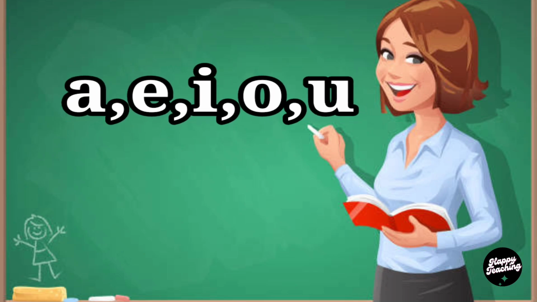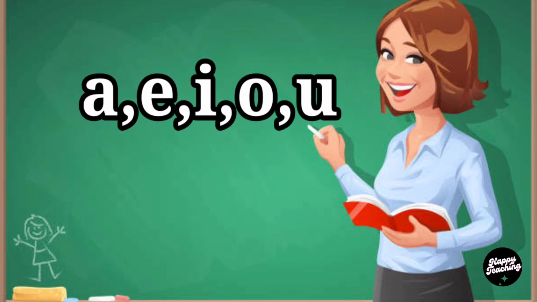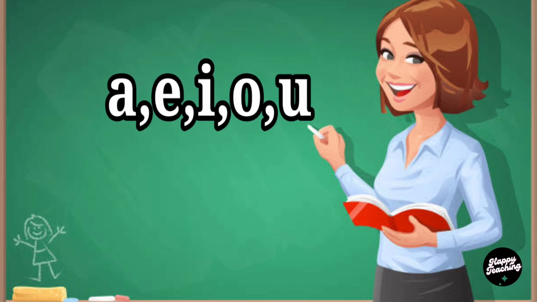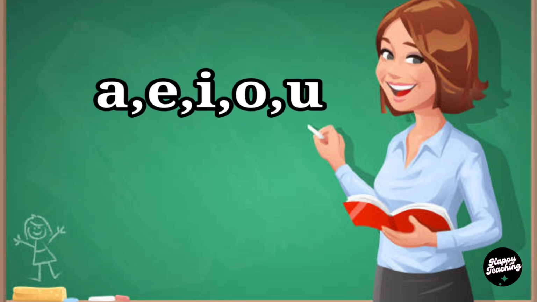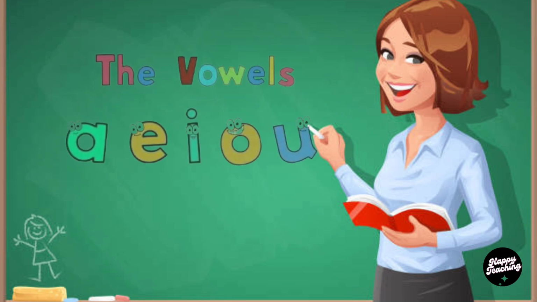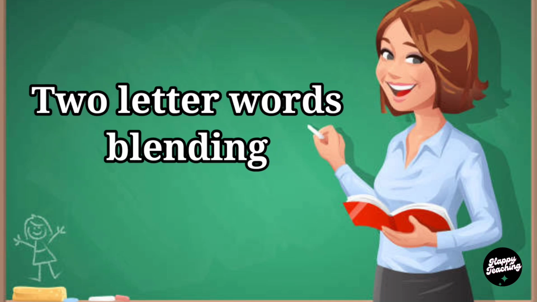Very good. A, E, I, O, U. We are the vowels. So children, these are the five vowels. By using these vowels, let's learn two letter words blending.